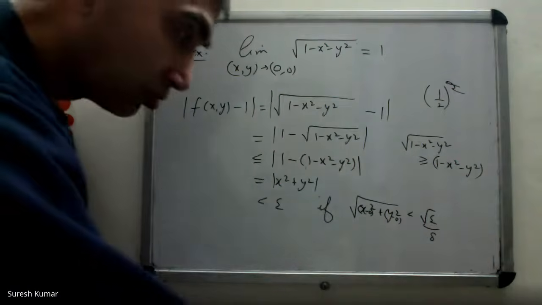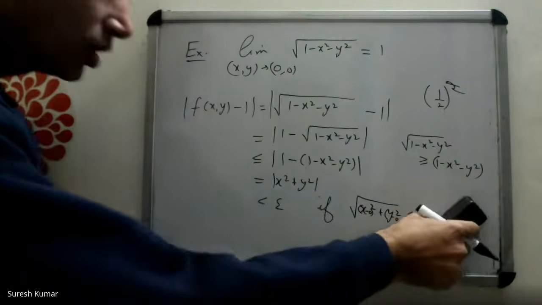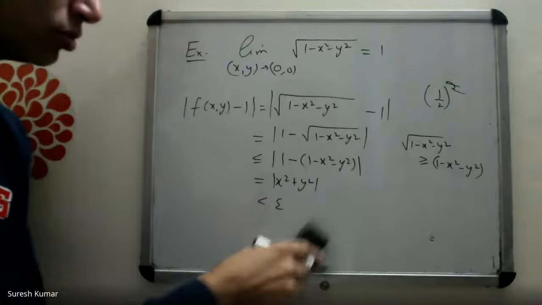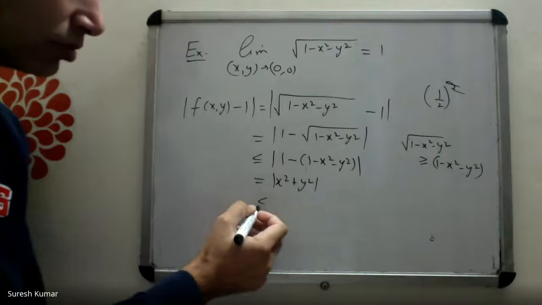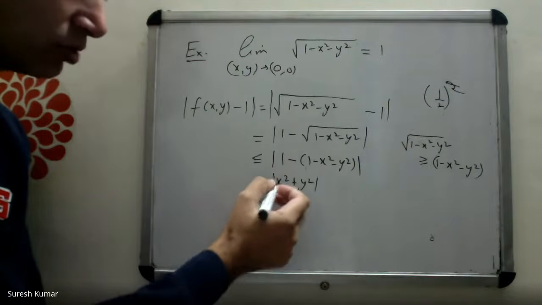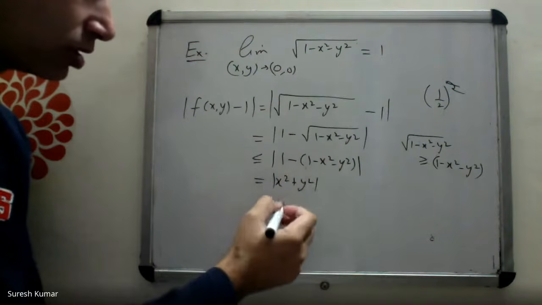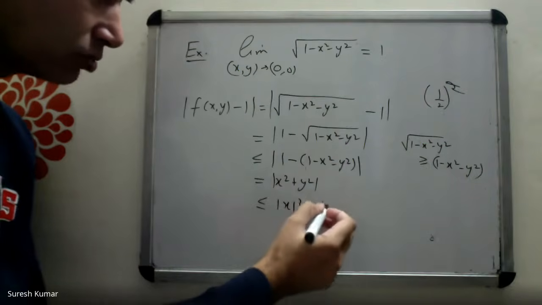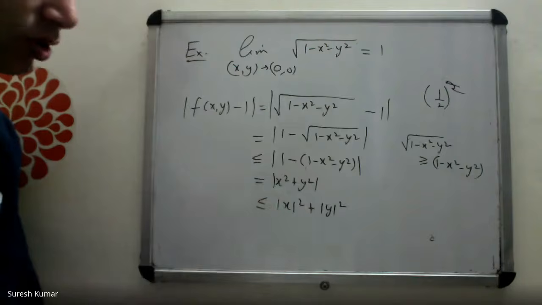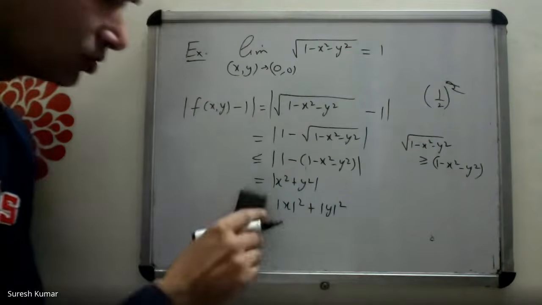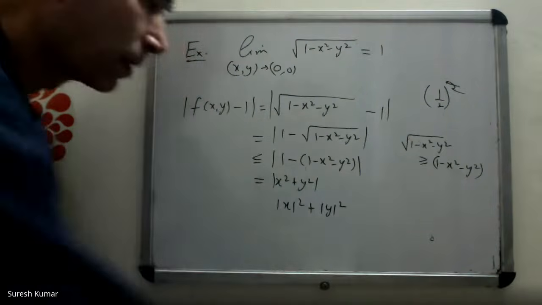This is circular neighborhood. You could use square neighborhood also. How? By triangle inequality, this can be written as, even if you don't put mod, it's fine, mod x square plus mod y square. Correct? This is less than or equal to this. In fact, it is equal to this because it is always positive. So you can write equal to.